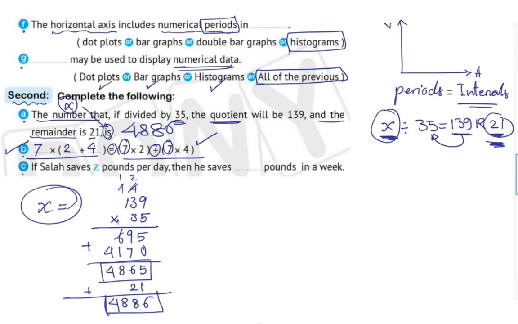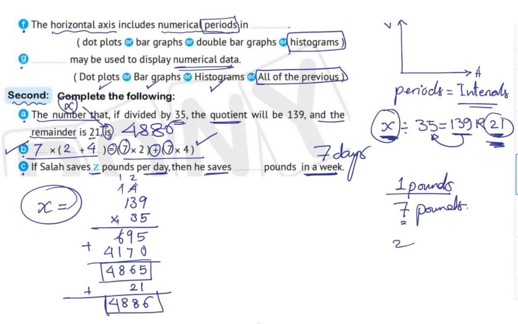Okay. Point C, if Salah saves Z pounds per day, every day he saves Z pounds. So in a week he saves what? I know that the week has 7 days. Okay, if I save 1 pound per day, after 7 days I will have 7 pounds. 7 by 1 equals 7.